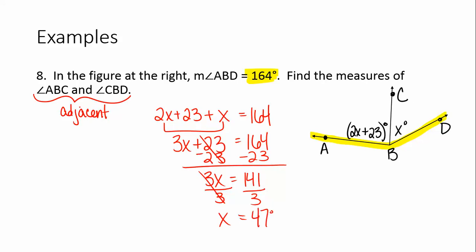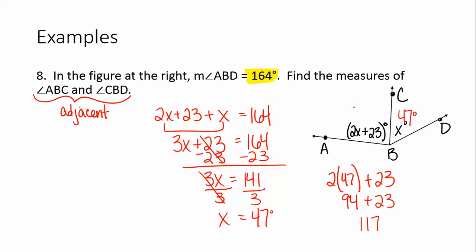And remember that that's not all you were asked to find. You're actually asked to find the measure of both of these angles. Well, the smaller one over here on the right is x, so this is 47 degrees. But this bigger one on the left-hand side is 2x plus 23. So we need to take that x, that 47, and plug it in to get what this other angle measure is. Your other option is you could take 164 and subtract 47, and that would give you the other side. But 2 times 47 is 94. 94 plus 23 is 117. So this other angle measure is 117 degrees total.